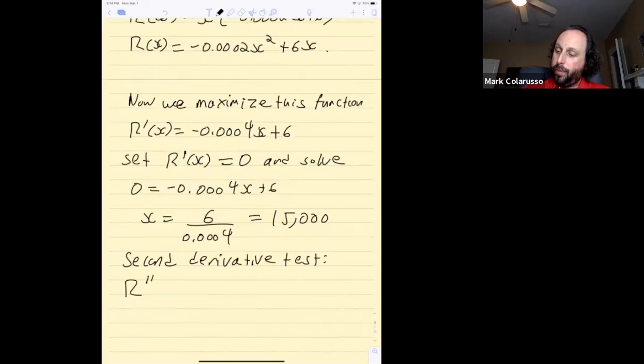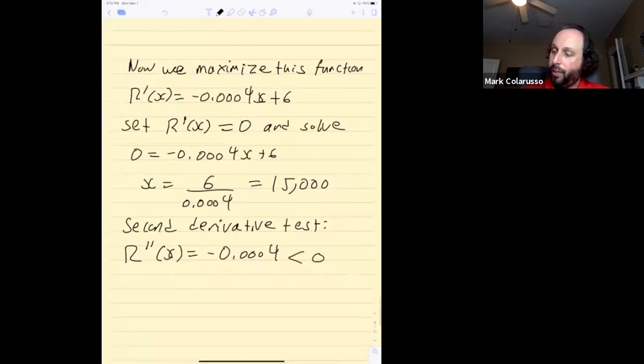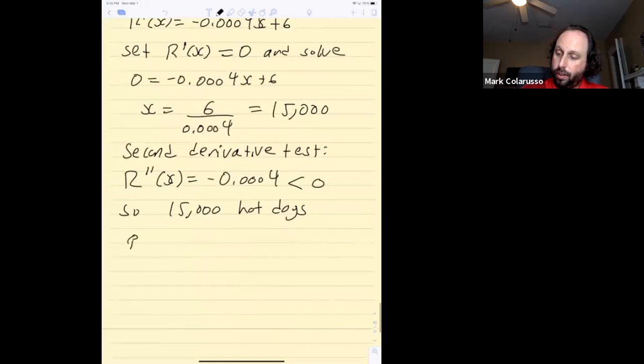Now we can use a second derivative test. You compute the second derivative of this function, and it's easy, because the derivative is just a line. The second derivative is minus 0.0004, which is negative. So 15,000 hot dogs gives us our max revenue.